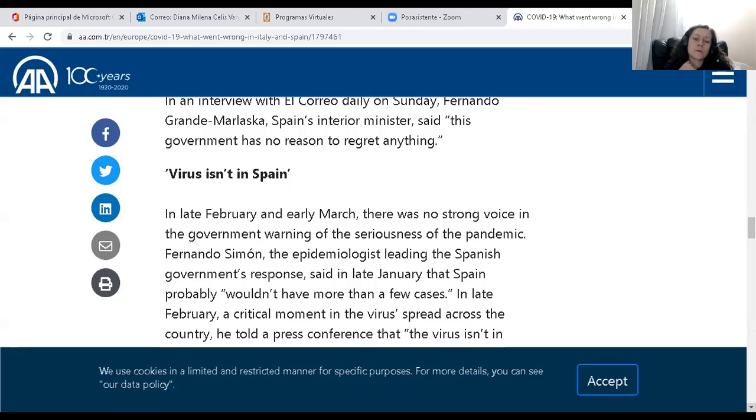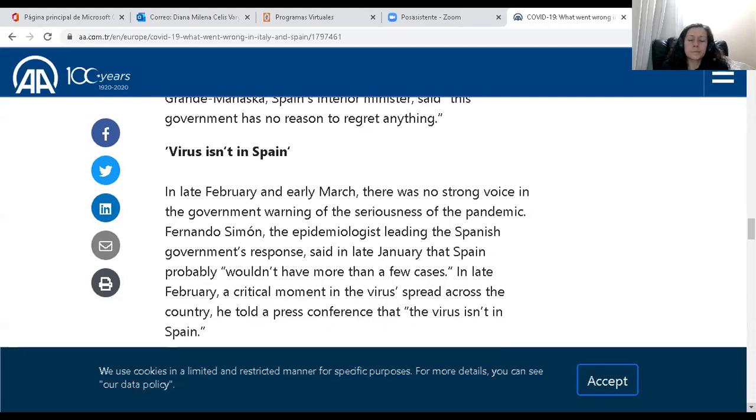In late February and early March, there was no strong voice in the government warning of the seriousness of the pandemic. Fernando Simon, the epidemiologist leading the Spanish government's response, said in late January that Spain probably wouldn't have more than a few cases. In late February, a critical moment in the virus's spread across the country, he told a press conference that the virus isn't in Spain.